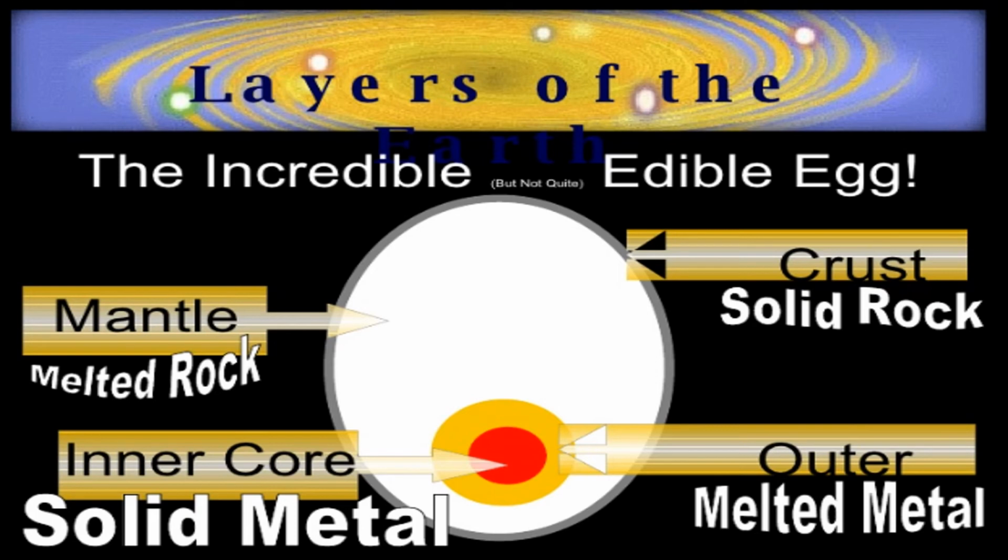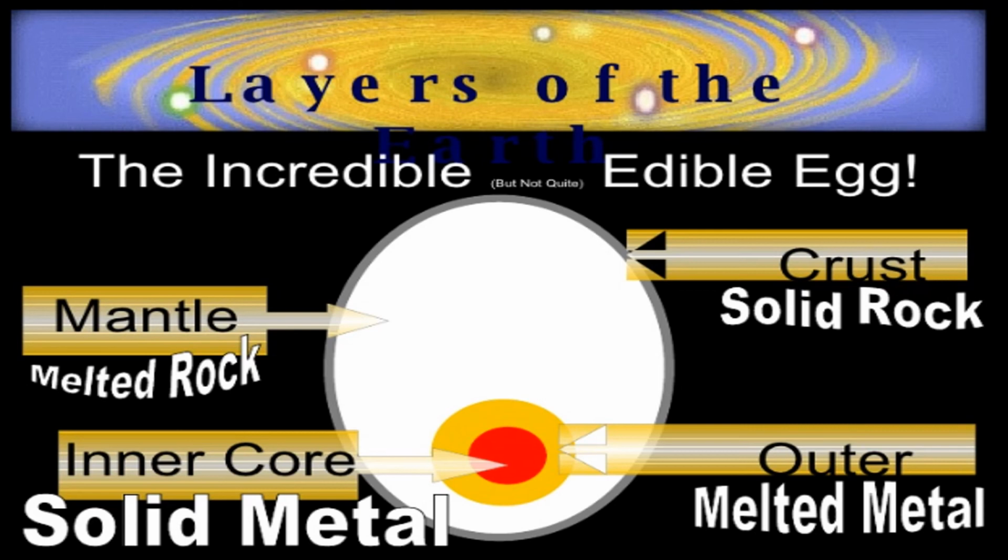Whereas the second layer of the Earth, we call it the mantle, which is compared with the white part of the egg. It has melted rocks. जो rocks उसके अंदर होते हैं, they are rocks but they are melted. They are half liquidy and half solid. Then we go to the third part, the outer core. The outer core has melted metal. Then we go into the inner core and it has solid metal.